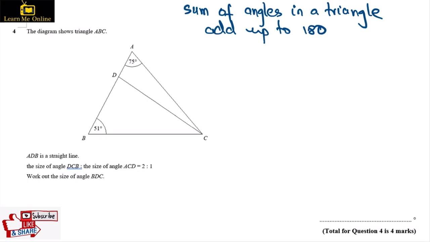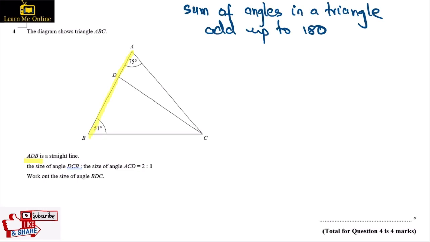Here we have got the next question now. This is making a triangle, and we know that the sum of the angles in a triangle always adds up to 180 degrees. We see that it's making a big triangle, which is ABC. We're going to read the question now: ADB is making a straight line, which we can clearly see over here.